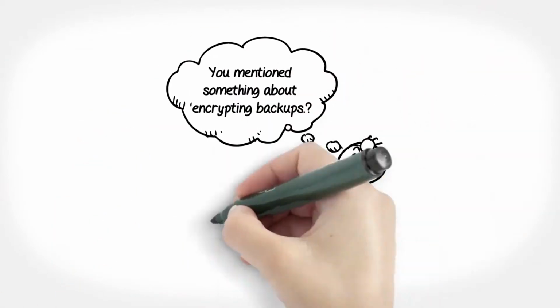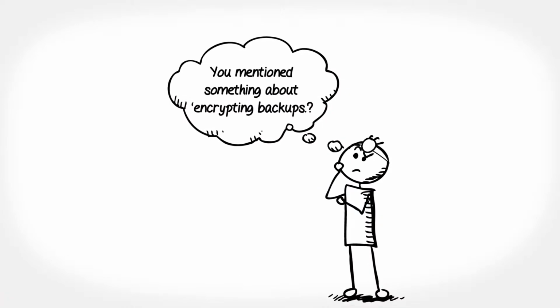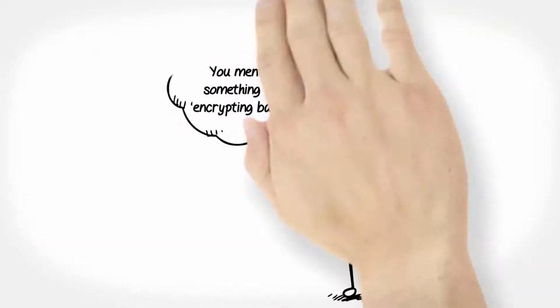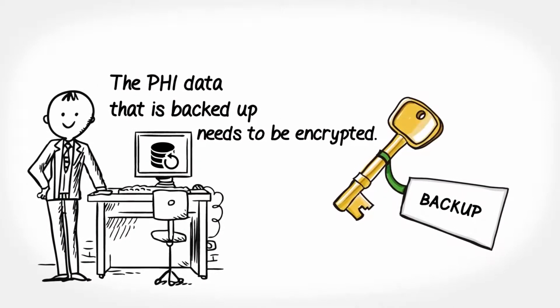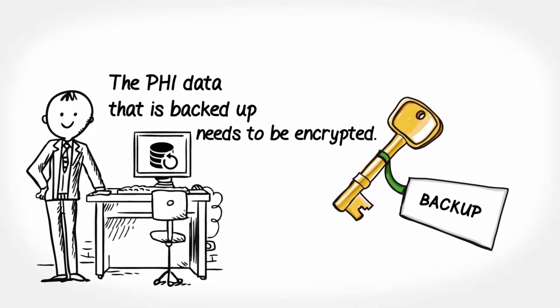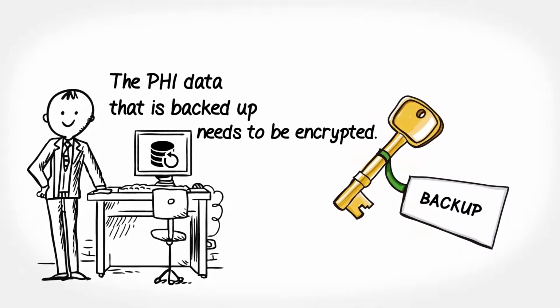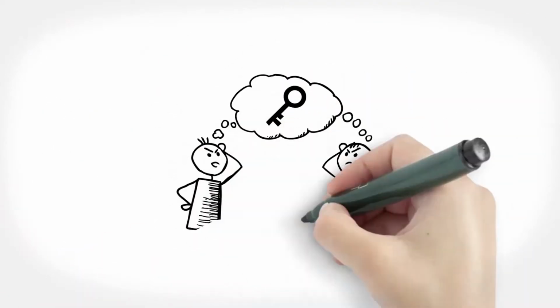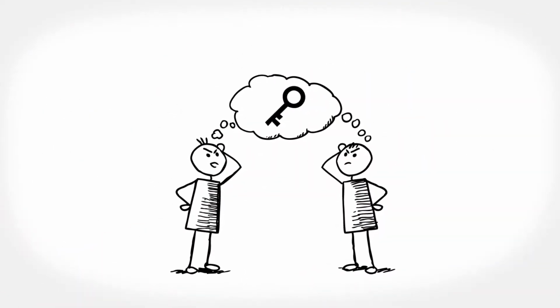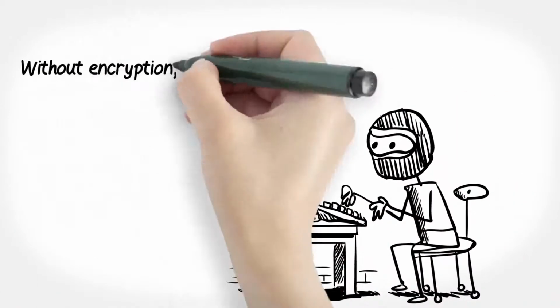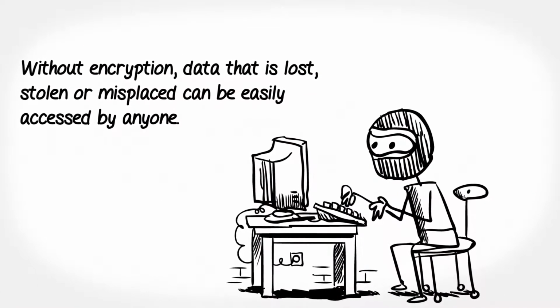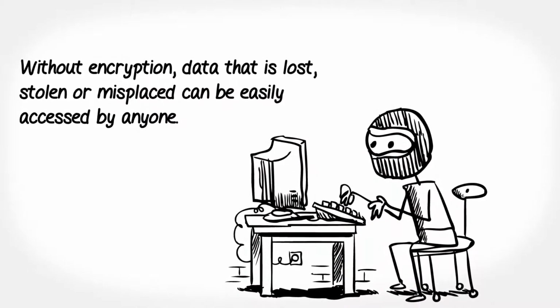You mentioned something about encrypting backups. Can you explain what this means? The PHI data that's backed up needs to be encrypted. Encryption is the equivalent of putting a lock and key on your patient information. Only you and those who have the password should have access to your patient information. Without encryption, data that is lost, stolen, or misplaced can be easily accessed by anyone.